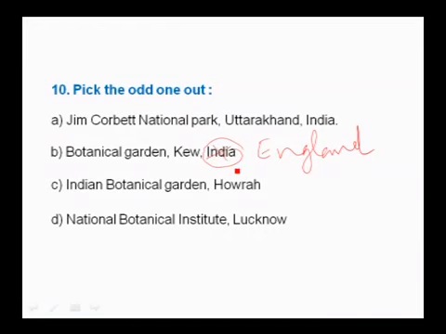So, you can see generally if it were to be typed properly, when you go through the options, chances are that we might feel that B is the odd combination, just because it is a foreign country, whereas the rest all belong to India. But that is just to mislead you. If you observe carefully, the last three options are botanical gardens, only the first one, Jim Corbett National Park, is a national park. That's why the right option, the odd one out of the four, is Jim Corbett National Park, option A.